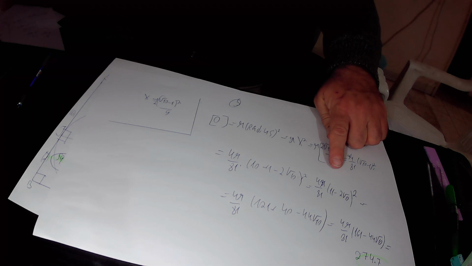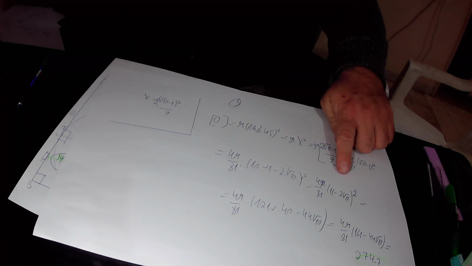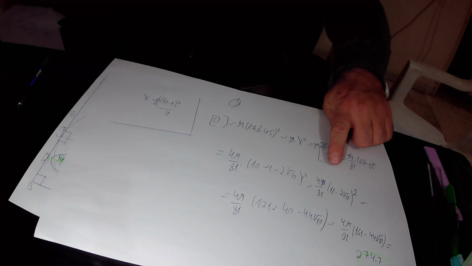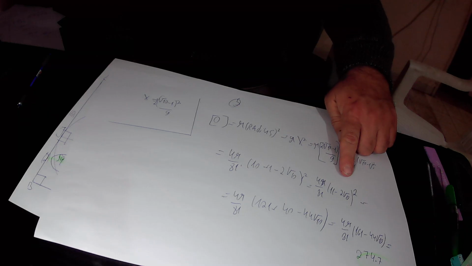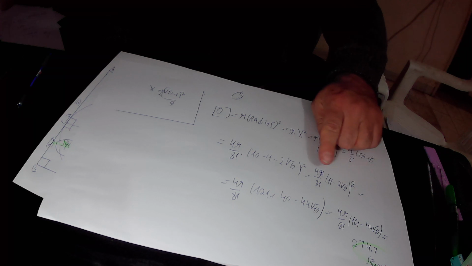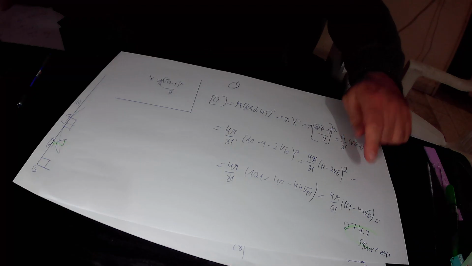Here we open the brackets. 11 minus 2 times square root of 10 squared equals 11 squared, that is 121, plus 2 times square root of 10 squared, that is 2 squared, that is 4, times square root of 10 squared, that is 10. 4 times 10 is 40. So in total this expression equals 40. Minus 2 times 11, that is minus 22. Minus 22 times 2 is minus 44, times square root of 10. 121 plus 40 is 161. So we have here 161 minus 44 times square root of 10.